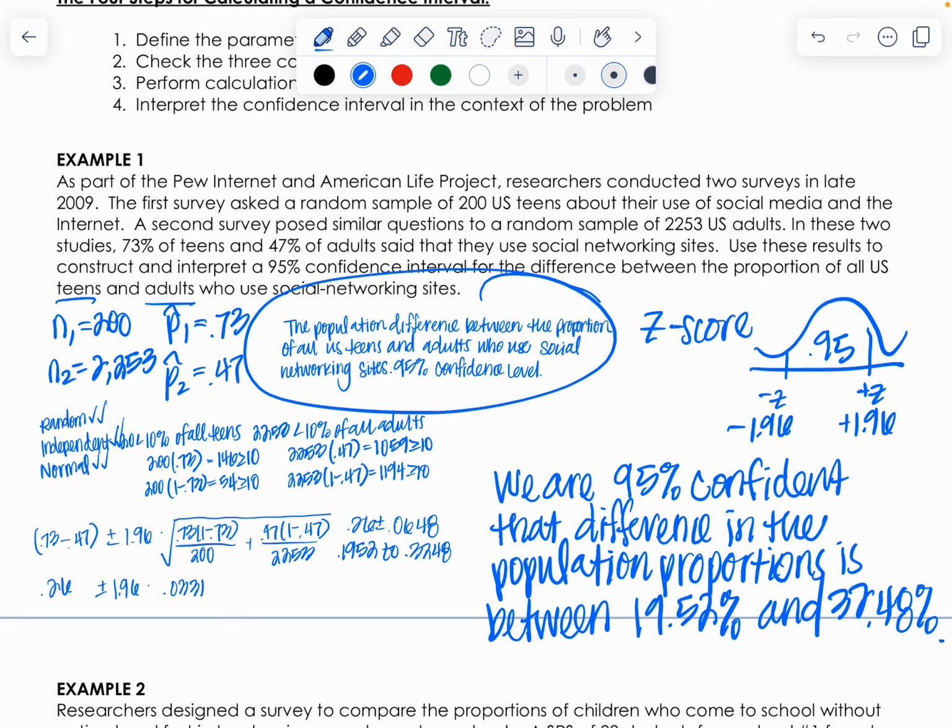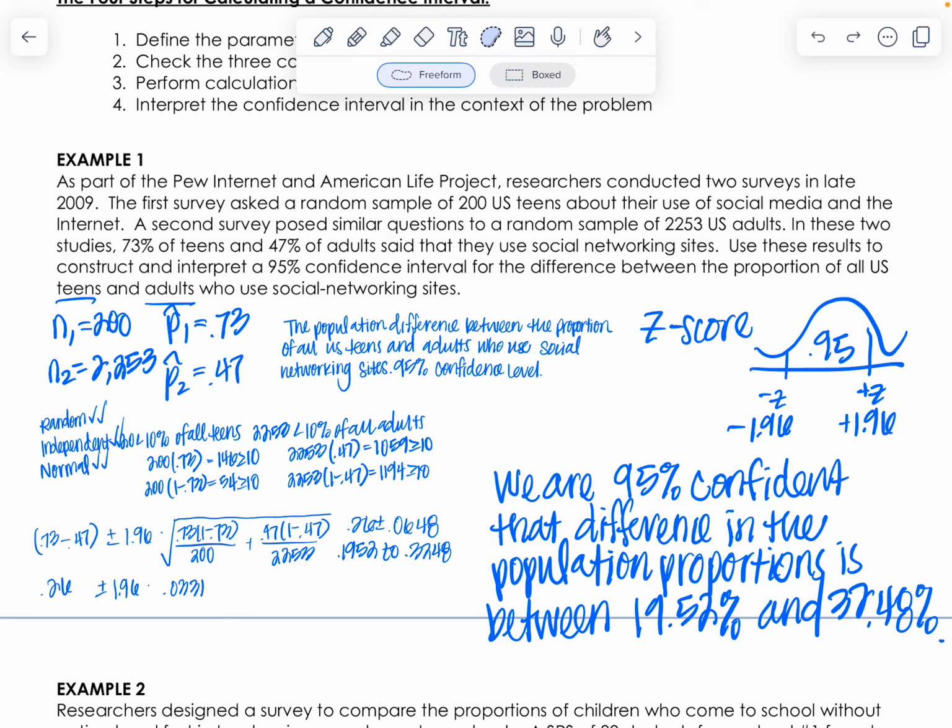We don't have to be that specific. But if you leave that step out, or if for some reason you don't do that, make sure when you interpret, you are very specific about the difference of what or between who. Okay, so one last thing to shrink down.